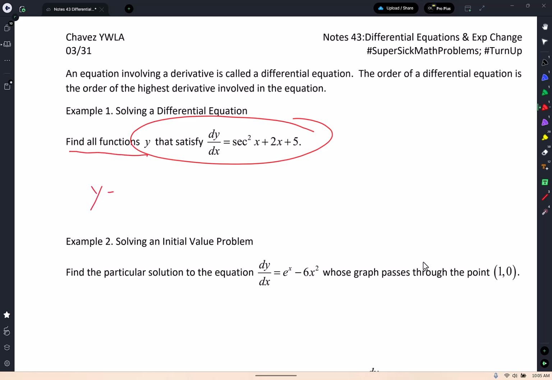So this is y equals, and you're just doing antiderivative. Antiderivative of secant squared is tan x. Antiderivative of 2x is x squared. Antiderivative of 5 is 5x, and then you write plus c for some constant c. And those are the ones that we've been doing all this time. If you don't put the plus c, it's wrong, right? Because it says find all functions. And they all differ by some constant.